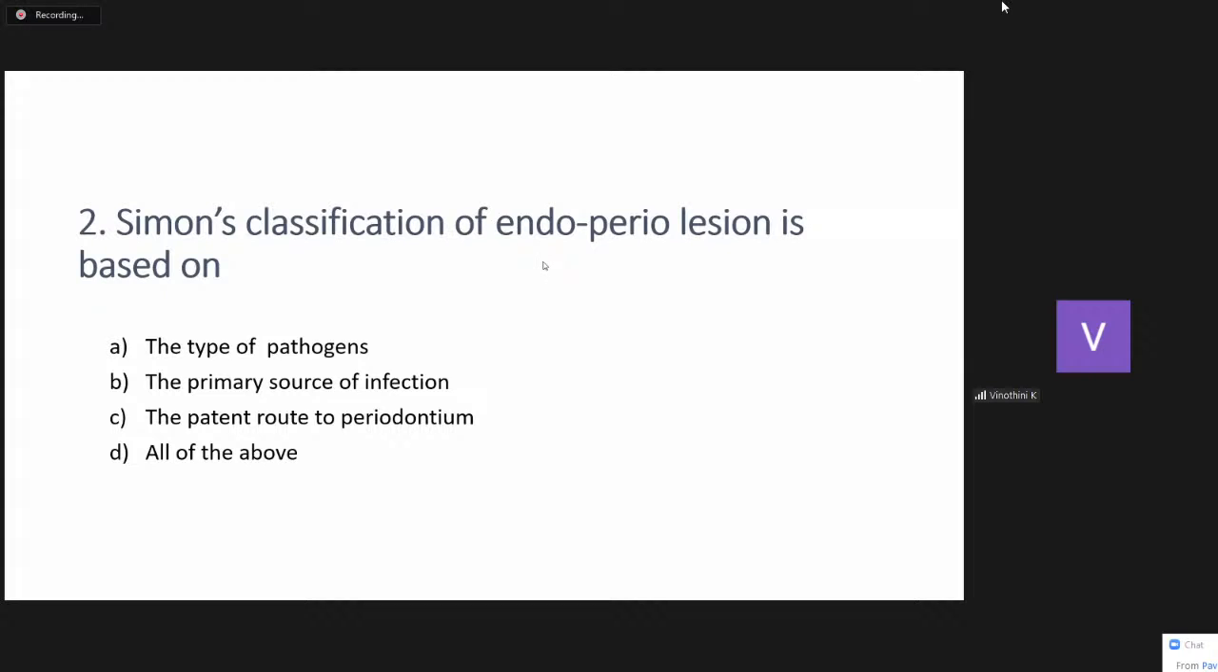Simon's classification of Endo Perio Lesion is going to be based on your source of infection. You have to know whether it's primary endo, primary perio, primary endo secondary perio, or primary perio secondary endo. It's going to be based on your source of infection.